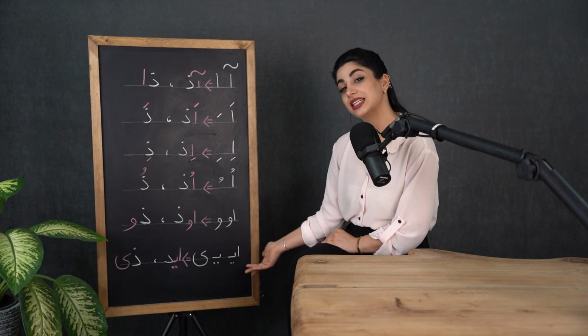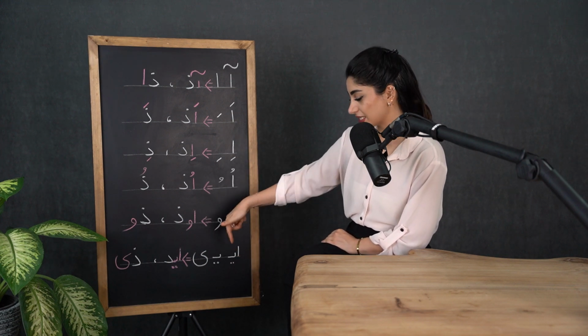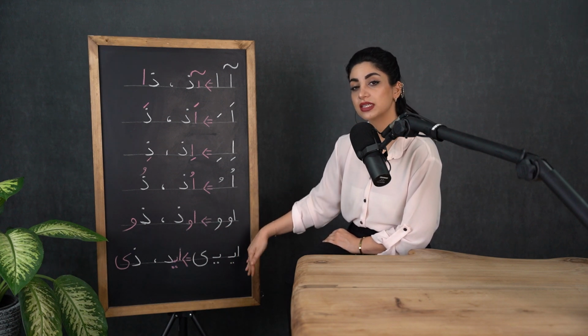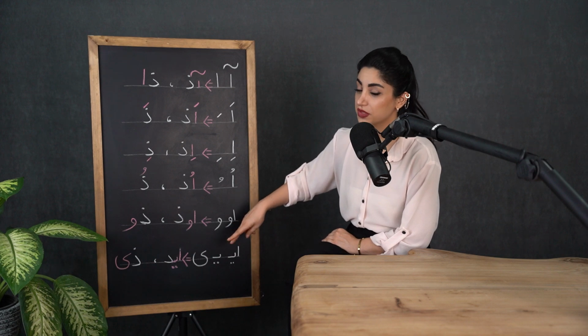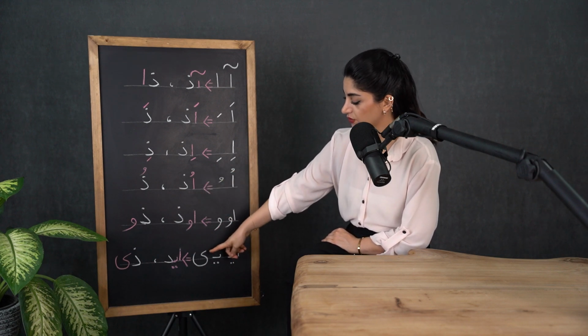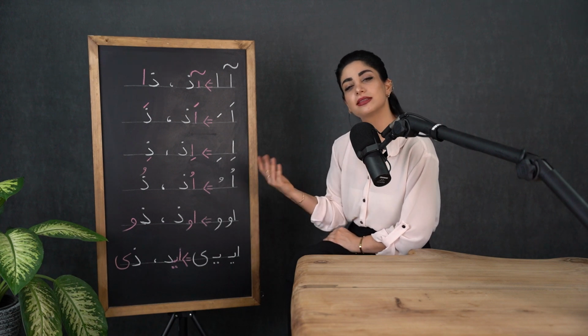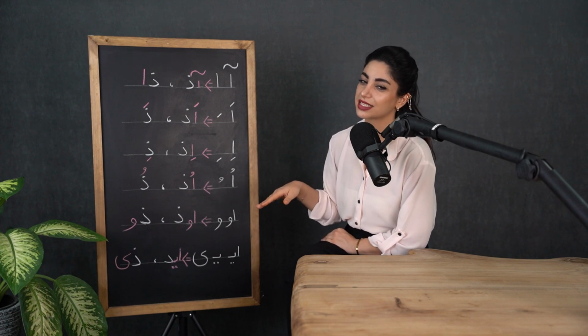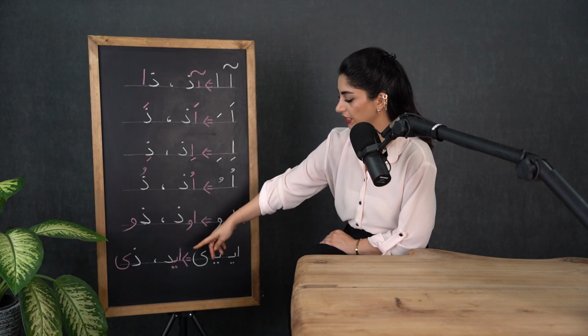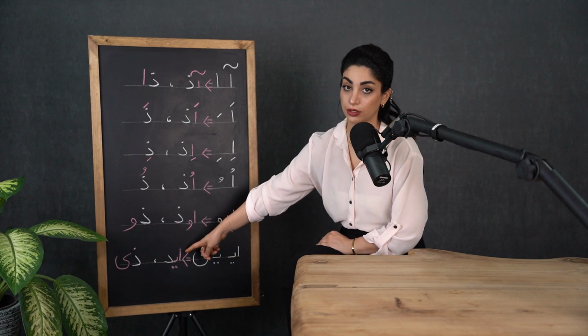What about this one? E, always at the beginning, always attached from this side. E comes always in the middle, attached from both sides, depending on the consonant. And this one, always at the end, sometimes attached, sometimes doesn't, depending on the consonant.